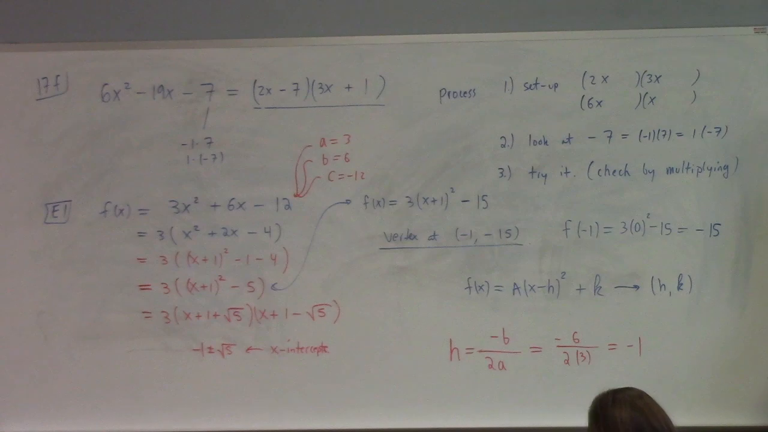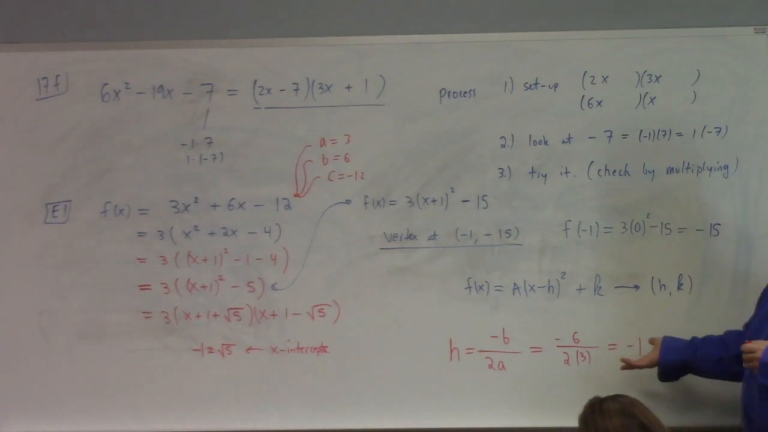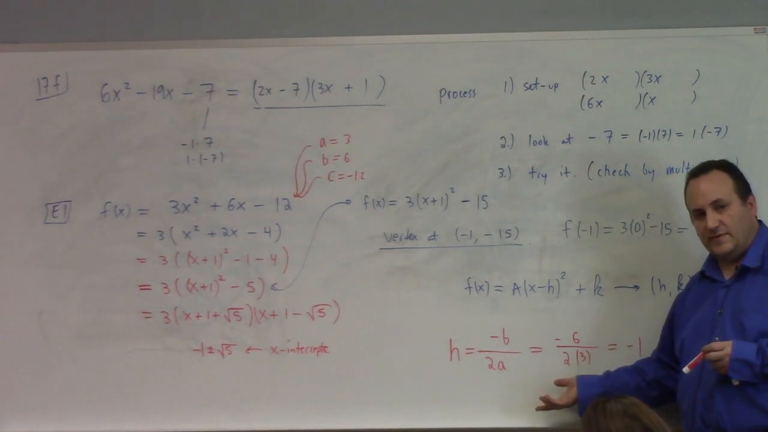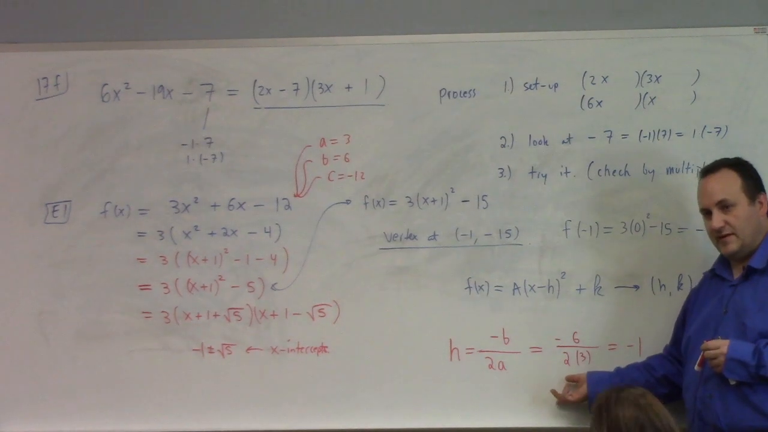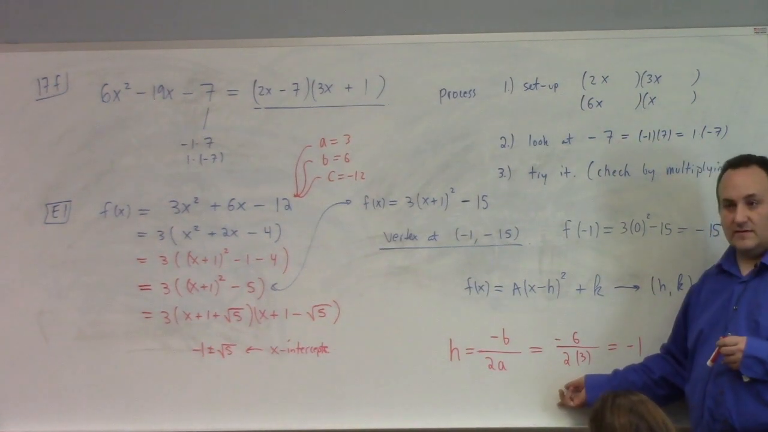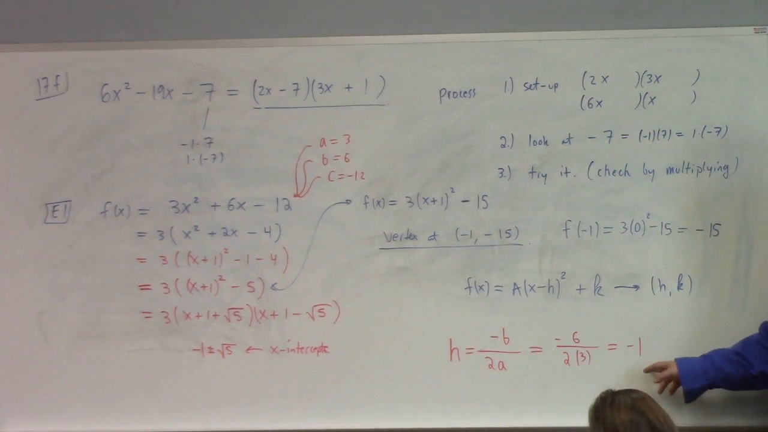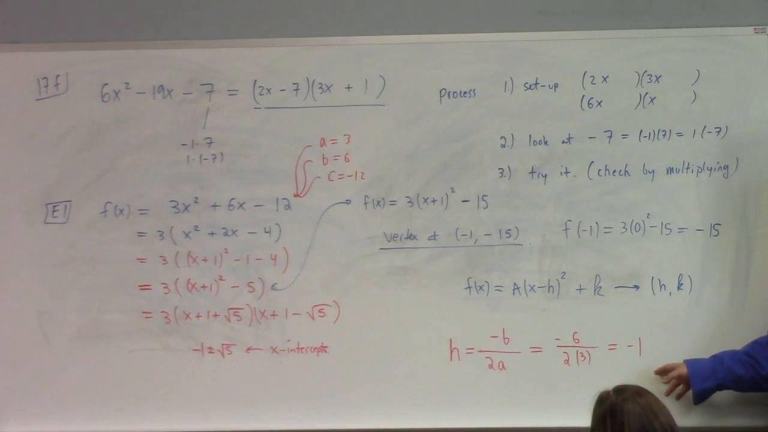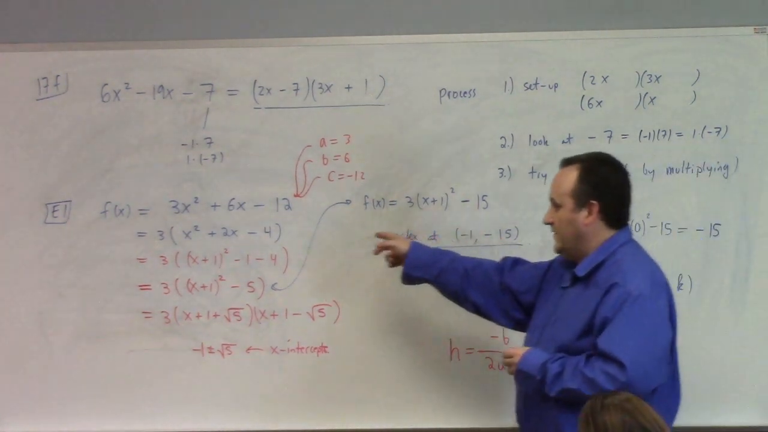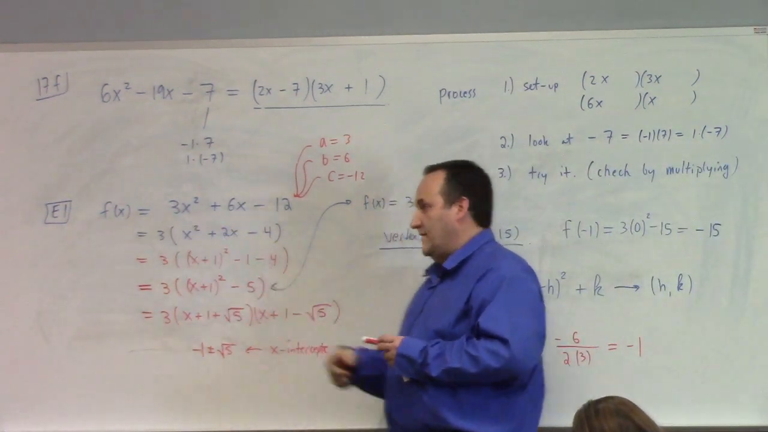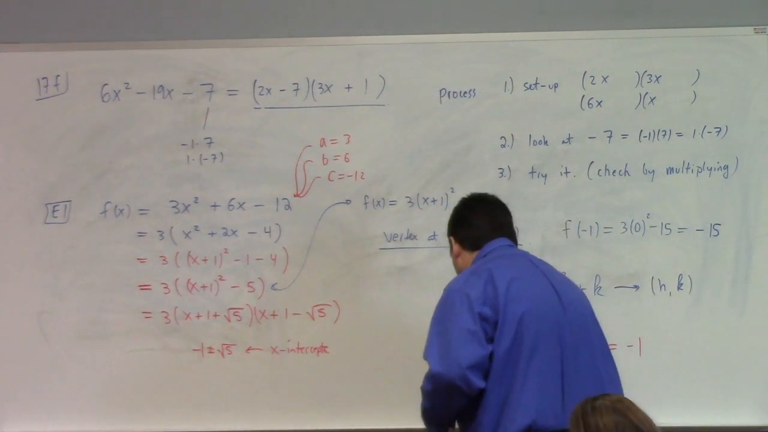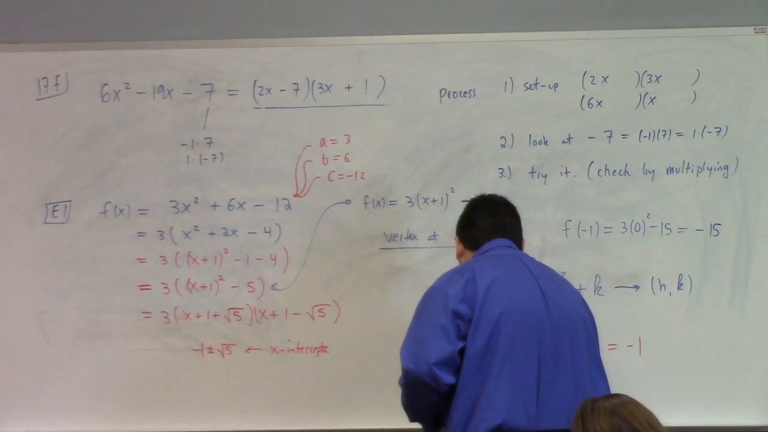Fine. But if I told you that, you'd still be stuck with the trouble of how you figure out what the y coordinate is for the vertex, right? If I tell you that the vertex is at -1, do you know how to figure out what the y is for that? All you do is take this and plug it back into the formula. If I plug -1 into here, that'll give me the k. So this is the other way of doing it.